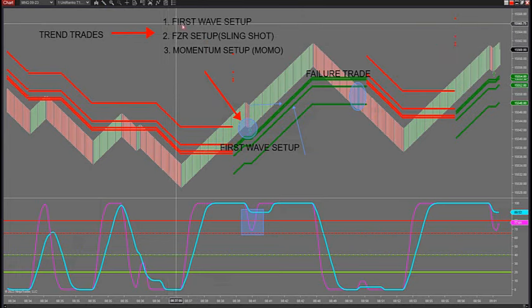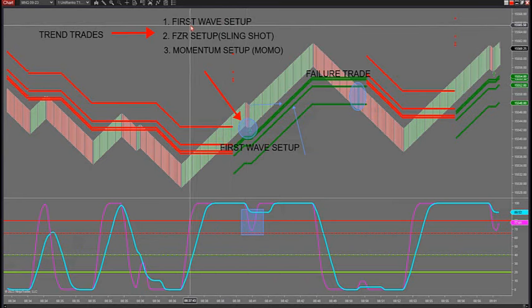What you'll want to do is you'll need to understand the first wave setup first. We'll go over that this evening. This is a first wave setup. We'll go over that this evening tonight in the conference call. You need to understand the setup before you go to 2 and 3. First wave setup, learn this one first, then go 2 and 3.